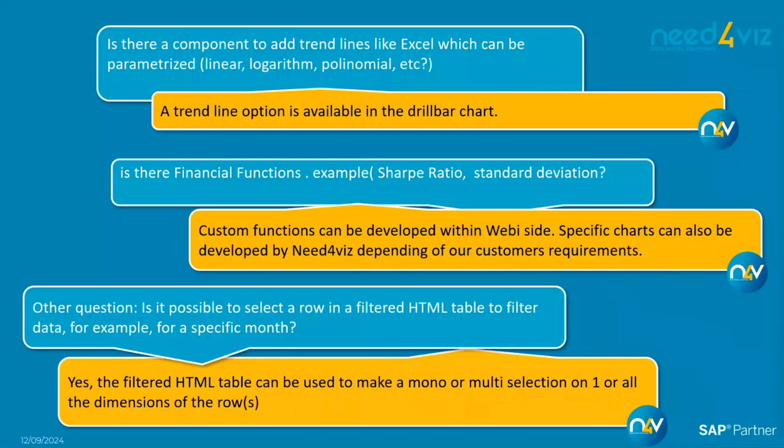Now, another question that we have is, is it possible to select a row in a filter HTML table to filter out data, for example, for specific months? And of course, yes. The filter HTML table can be used to make mono or multi selections on one or all of the dimensions of the rows.